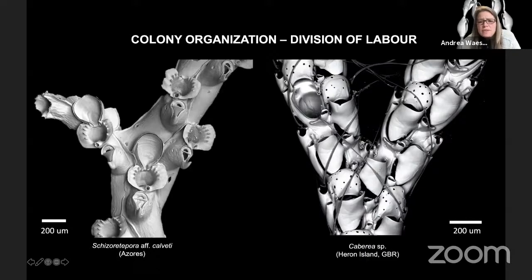Here we also have defensive zooids. Here's one, and they have a different type of defensive zooid, which are here on the sides of the branches, and they have a very, very elongated mandible, and these are almost like whip-like structures that whip back and forth to prevent anything from settling on the colony.